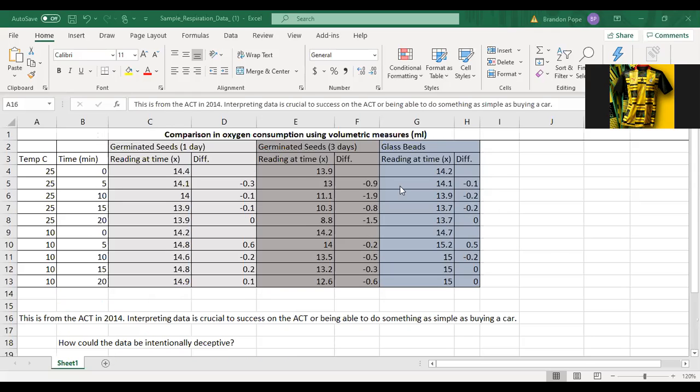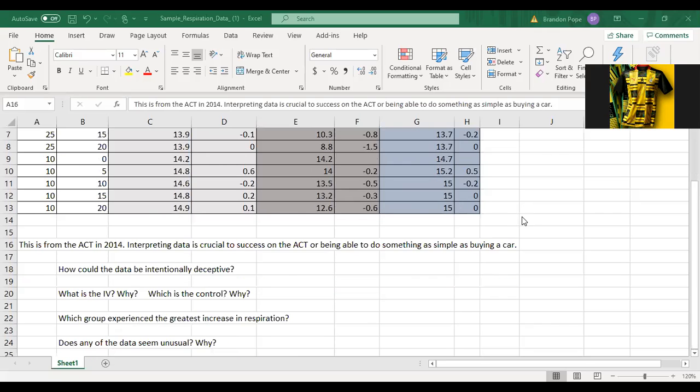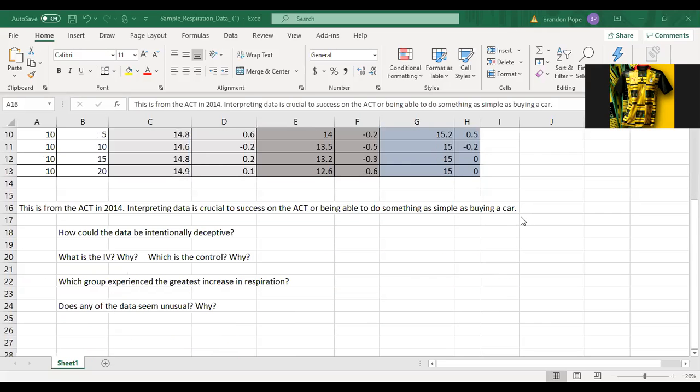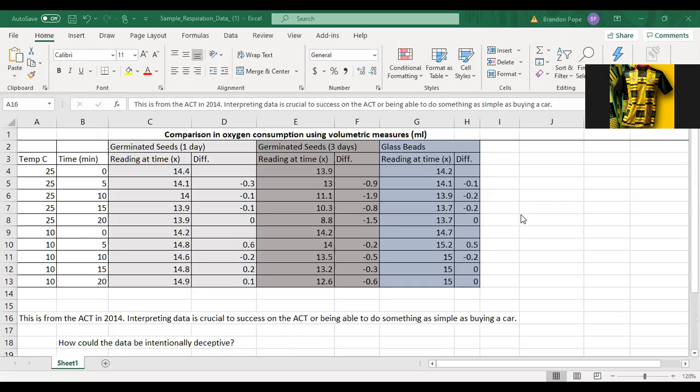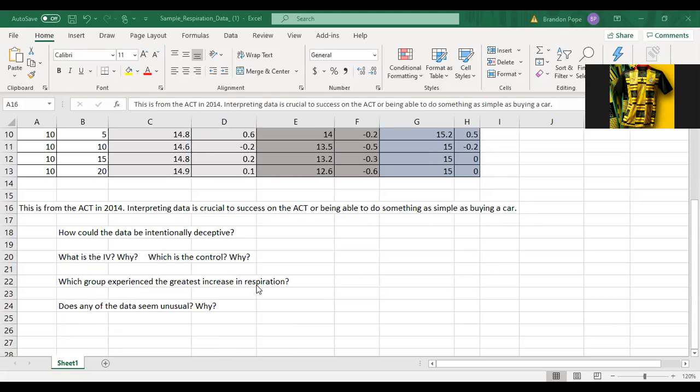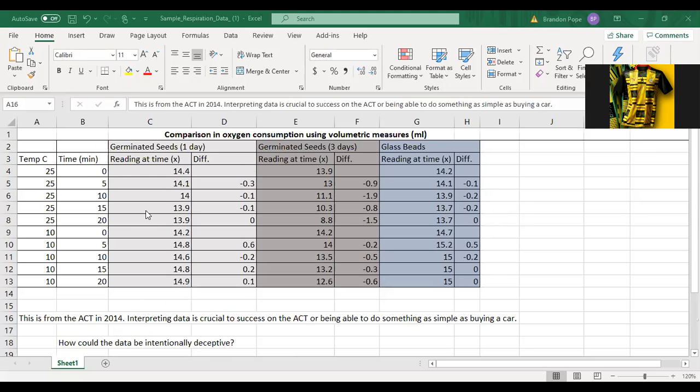Which group had the greatest increase? We already talked about that. That was going to be the group that's 3 days old. So they're older, they're bigger. And I think this is a pretty nice data table for them to ask a lot of questions for. I went on the ACT. These were essentially the questions, but they had multiple choice answers, and I took away the multiple choice answers.